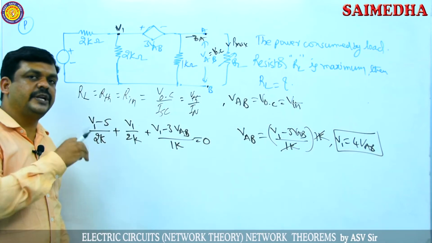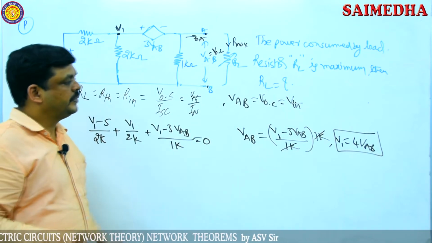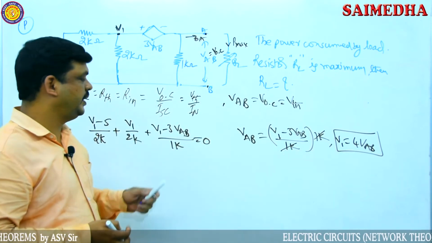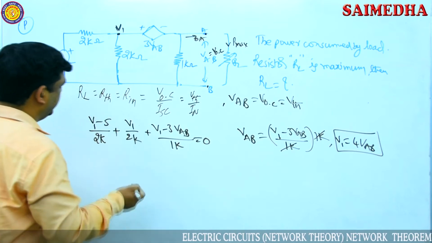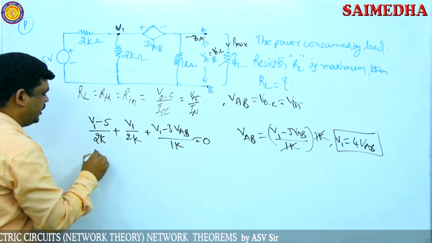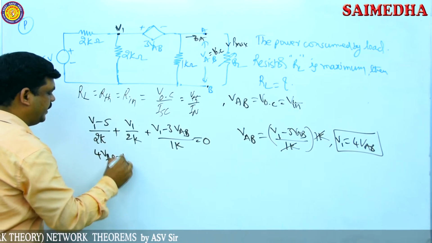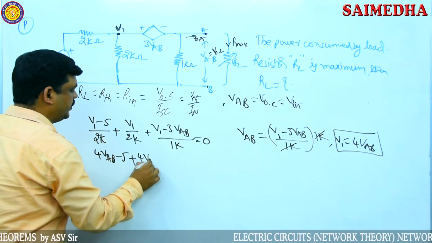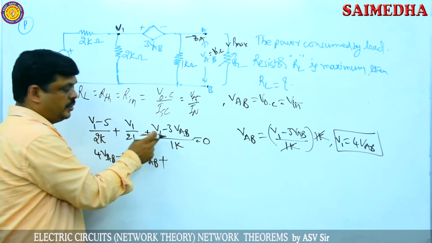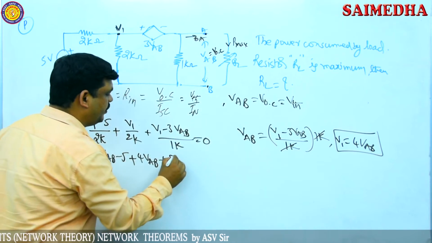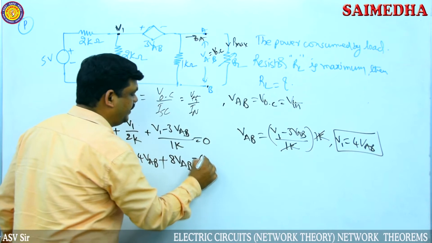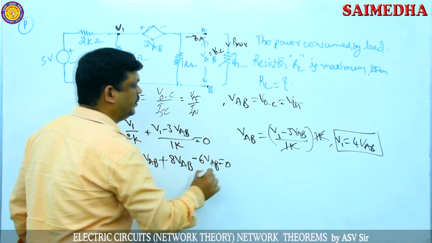Because one dependent source is there, if the network is connected with a dependent source, it requires some extra equation. That extra equation is V1 is equal to 4 into VAB. So substitute that V1 value in this equation. Taking the LCM and replacing V1 with 4 VAB, it becomes 4 VAB minus 5 plus 4 VAB plus, here this 1K is multiplied with 2. So V1 is replaced with 4 VAB, now it becomes 8 VAB minus 3 into 2, 6 VAB, is equal to 0.